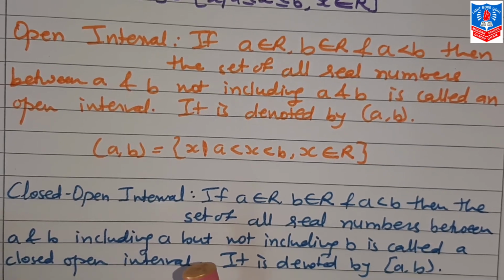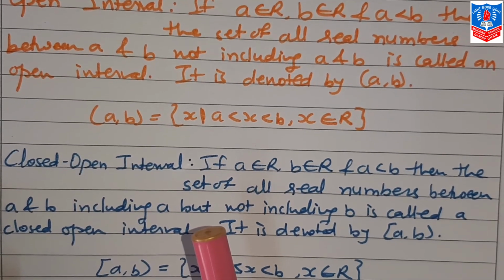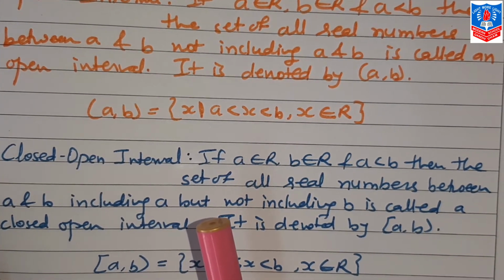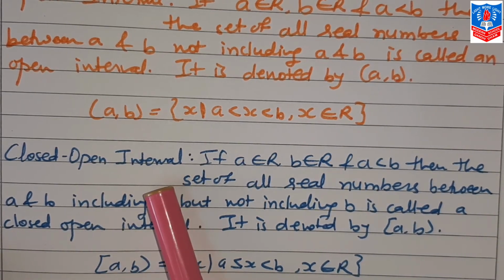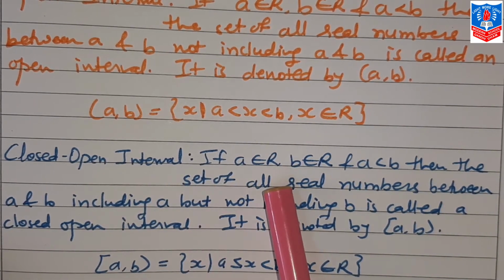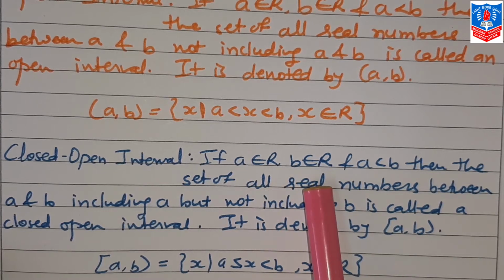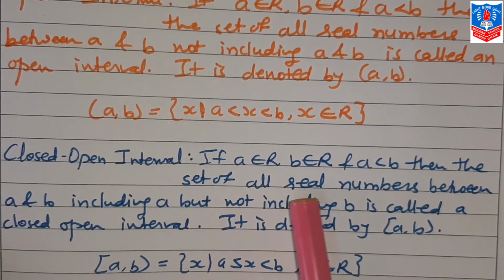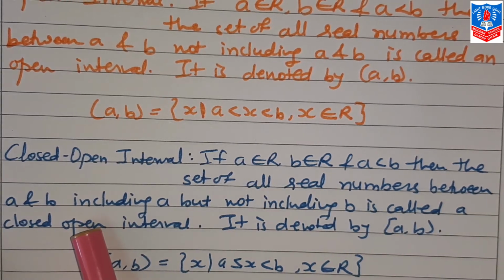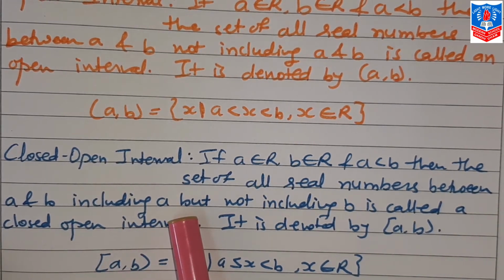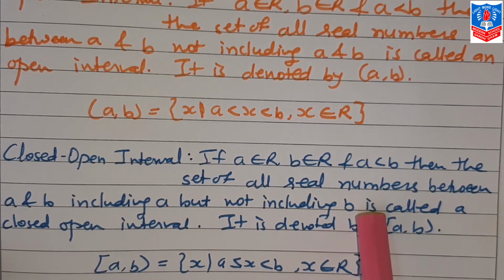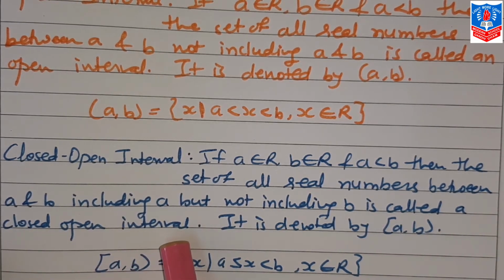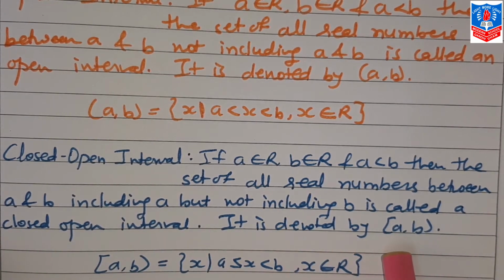Next, that is the closed open interval. See, first it is closed and then it is open. A belongs to R, B belongs to R, same, A is less than B, then the set of all real numbers between A and B, including A but not including B. A is included while B is excluded, that is called a closed open interval. Now here you can see how it is shown.